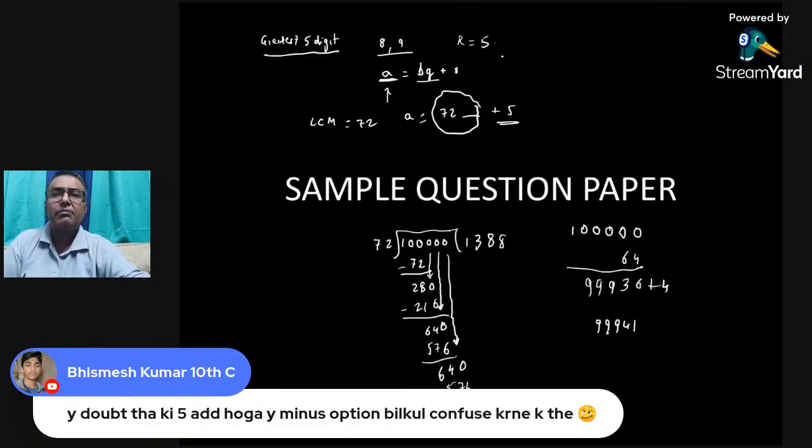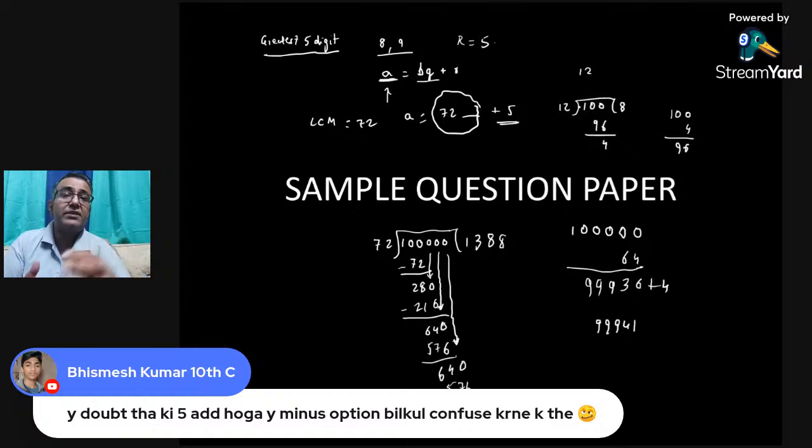So let us take a number. For example 12, what is the greatest 2-digit number which when divided by 12 leaves a remainder of 5? So how do you do that? We take 100 and divide that by 12. 12 times 8 we know is 96, which leaves a remainder of 4. So if we subtract 4 from 100, we get 96.